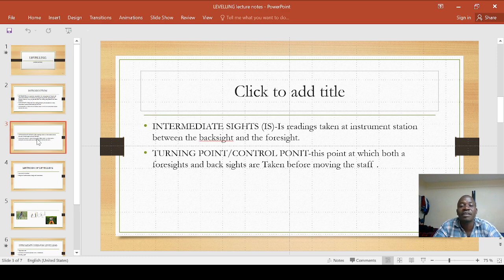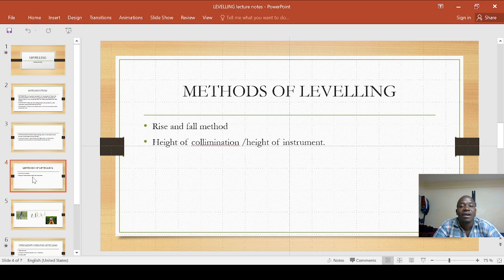Still, we have the turning point or control point. This point lies between foresight and backsight, which are taken before moving the instrument. Okay, so we continue with leveling.